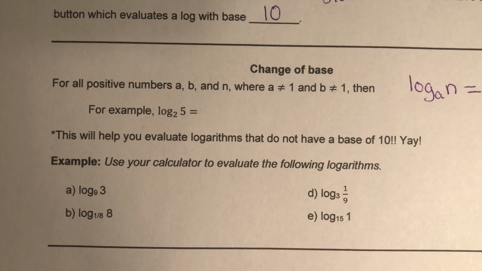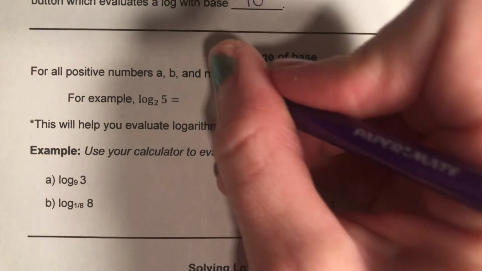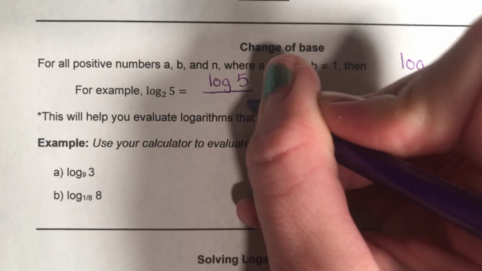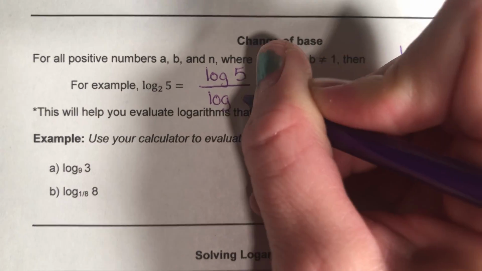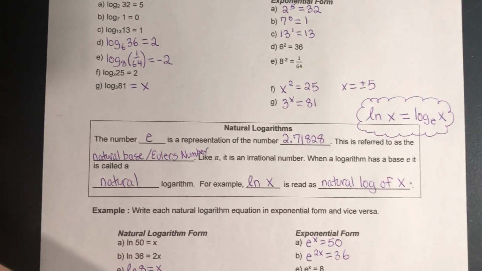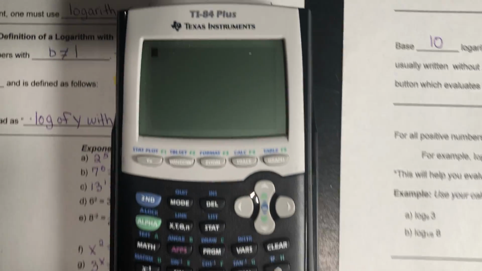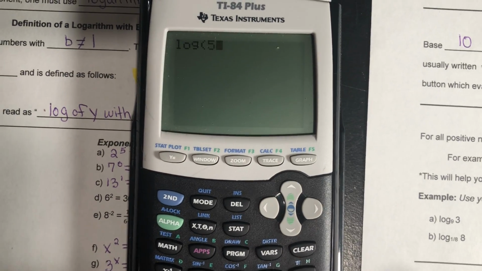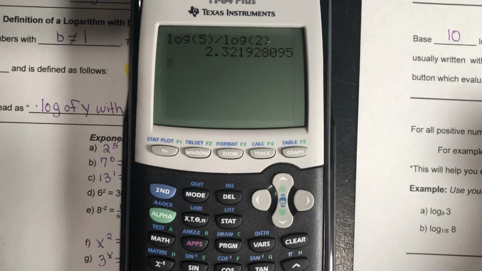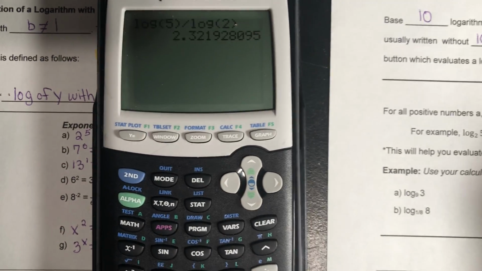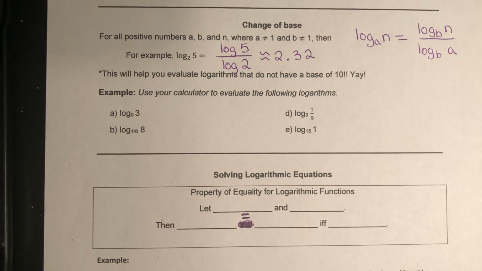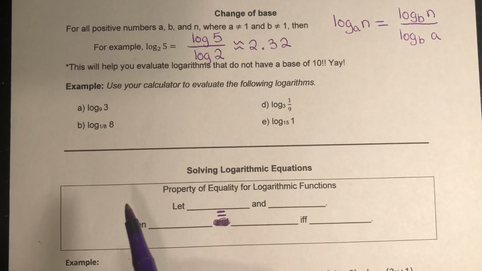Log base 2 of 5. To evaluate this in a calculator, we could go log base 10 again of 5 divided by log base 10 of 2. So log 5 divided by log 2. What does that look like? Well, I'm going to pull my calculator over here now. I have log 5 divided by log of 2, and I would get approximately 2.32. All right, so that helps you evaluate logarithms that do not have a base of 10.